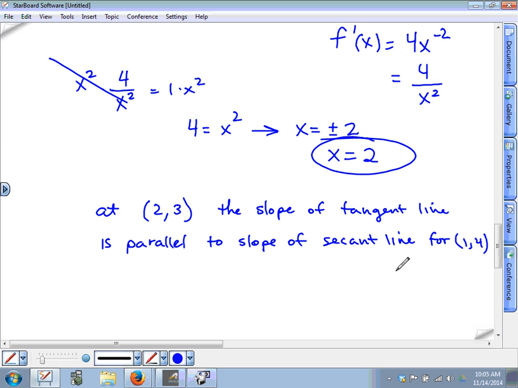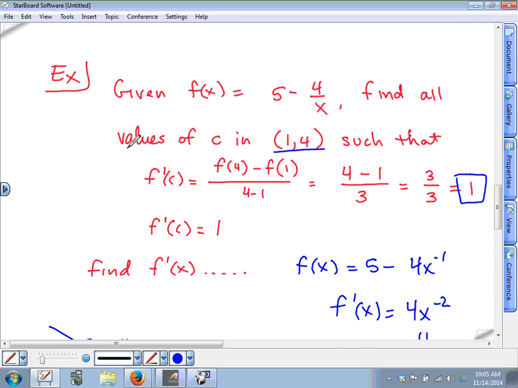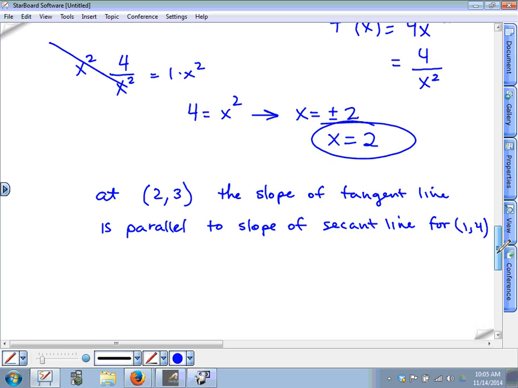That's a pretty long answer. Would you expect us to write this whole answer on the test? Well, no, I was just kind of explaining something there. The question was only asking, find all values of c. What was the only value of c that we found? x equals 2.